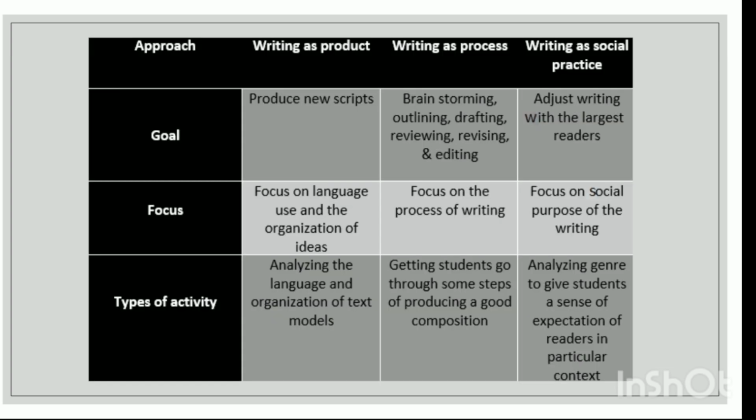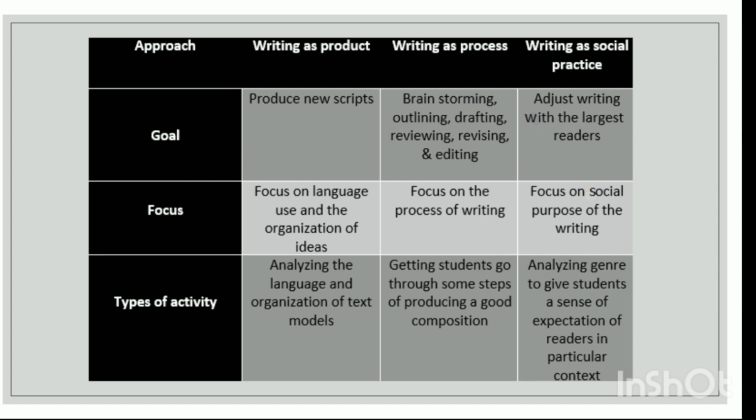So now, as we can see in the table, those three approaches have different goal, focus, and also types of activity. Writing as product, the goal is produce new scripts. Writing as process, the goals are brainstorming, outlining, drafting, reviewing, revising, and editing. Writing as social practice, the goal is just writing with the target readers. Next, focus. Writing as product focus on the language use and the organization of the ideas. Writing as process focus on the process of writing. And writing as social practice focus on social purpose of the writing.